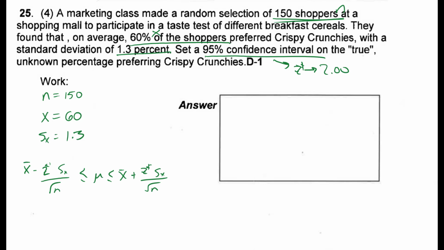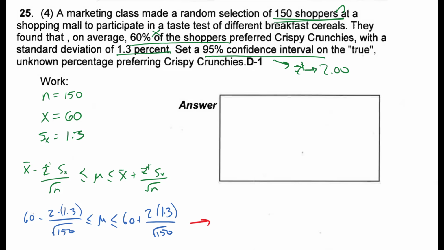Okay, so the values that I have tell me that I should set it up to be 60 minus 2 times 1.3 over the square root of 150. And I should do this on both sides and then throw it into a calculator. So after running that calculation on Desmos, I get something like 59.8% to 60.2% for my 95% confidence interval.